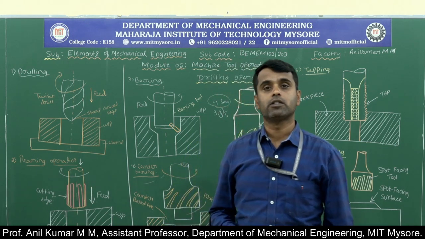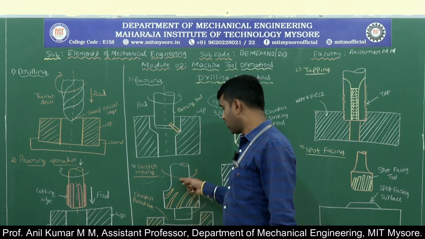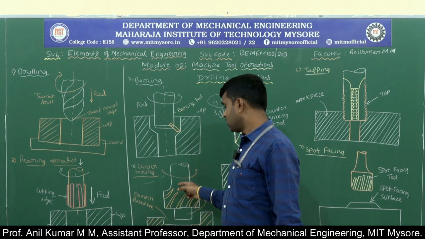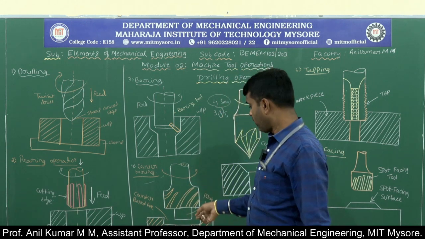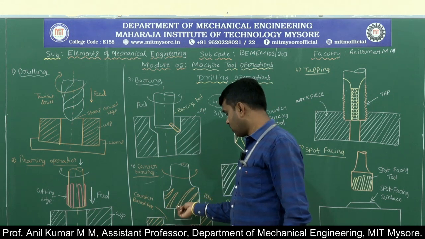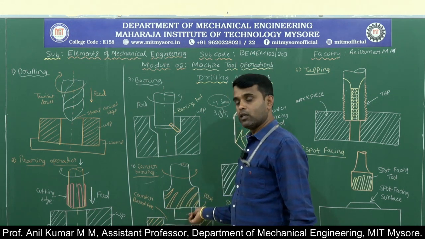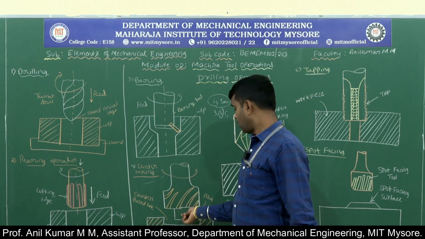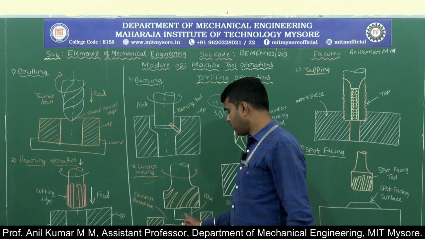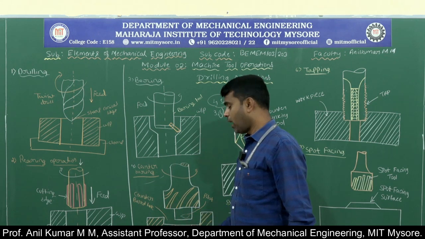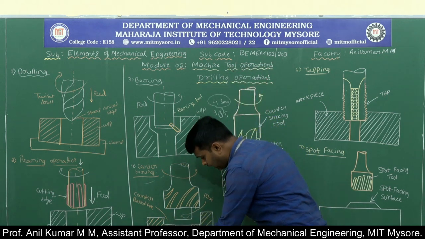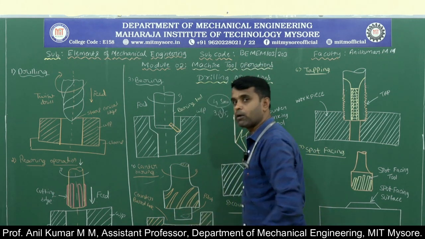This counter boring operation is carried out with the help of a special tool, which we call the counter boring tool. It is a cylindrical shaped tool having cutting edges on its periphery, and it has a small projection that we call the pilot. The diameter of the pilot is similar to the diameter of the previously drilled hole, and this pilot maintains the alignment between the tool and the workpiece material.